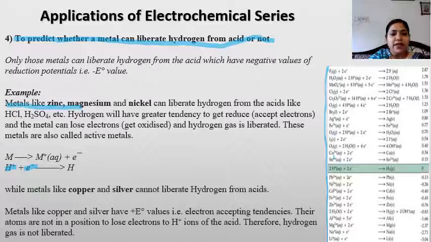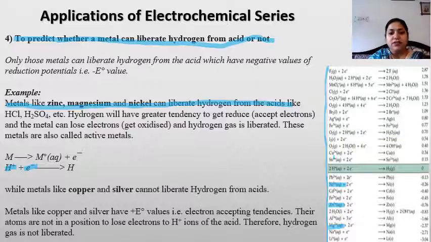Some metals like zinc, magnesium, nickel, they can liberate hydrogen from the acids. So look at the positions of zinc, magnesium and nickel. Zinc is having a negative value, magnesium is having a negative value, and nickel is also having a negative value. All are having values less than hydrogen. So obviously hydrogen is having a more positive value as compared to these three, or these are having less value than hydrogen. They are placed below the hydrogen, so these metals can easily liberate the hydrogen from the acid.